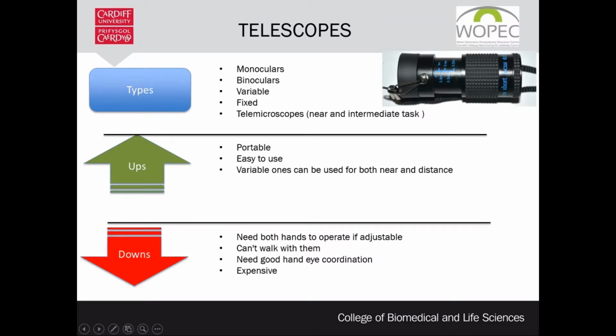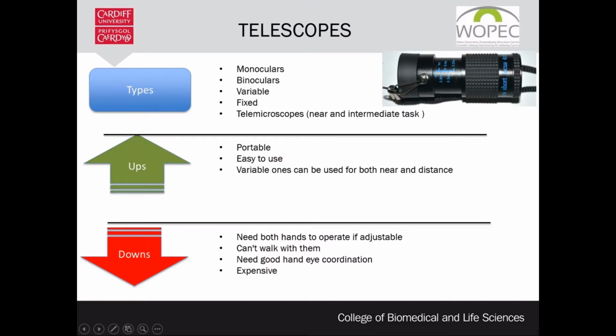Telescopes can be a little bulky compared to most of the other devices we've already mentioned, but we have some really portable ones too. It is also easy to use and could be adapted for near or intermediate work. However, you may require both hands to operate it, and you can't walk whilst using them. Good hand coordination and stability is required. You may also have to dig a little deeper into your pocket to get one, since they can be a little more expensive.